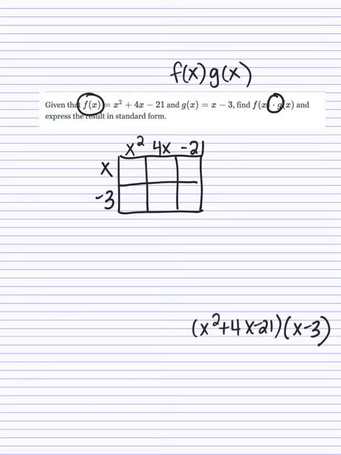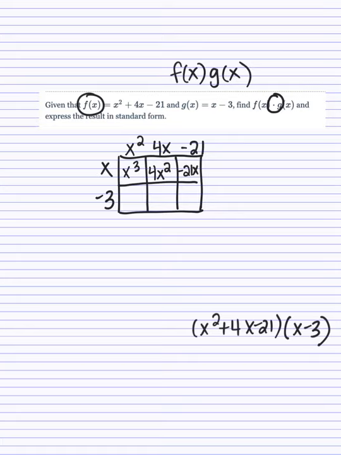So every column and every row should be multiplied. So I have x times x squared, so that's going to give me x cubed. I have x times 4x, that's going to give me 4x squared, because there's two x's. And x times negative 21 is going to give me negative 21x.